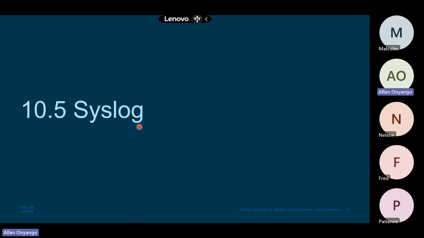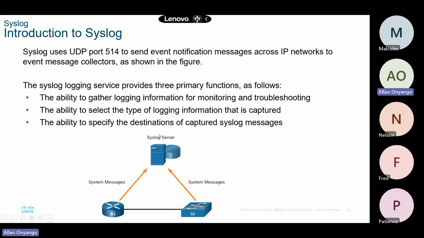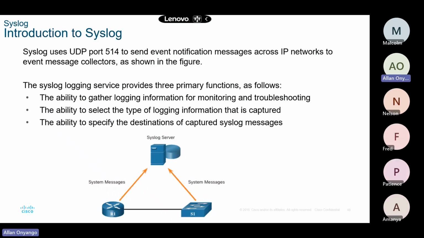Okay. Now, Syslog is a protocol normally used to collect notification messages across our network devices. It's an event message collector within the devices, and it can gather logging information for monitoring and troubleshooting. It also has the ability to select the type of log information that is required to be captured. And finally, it can specify the destinations of a captured message.